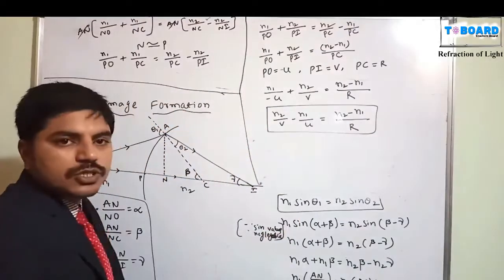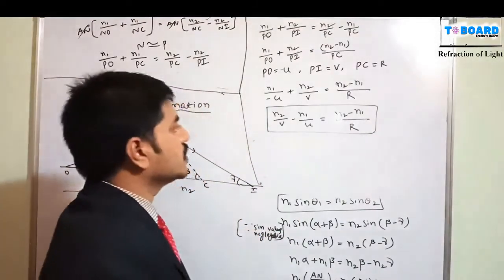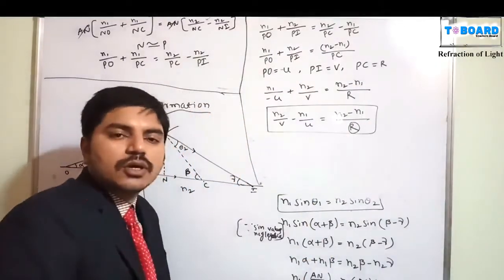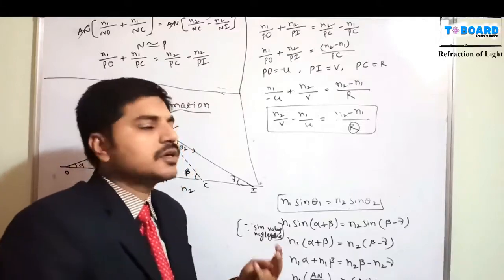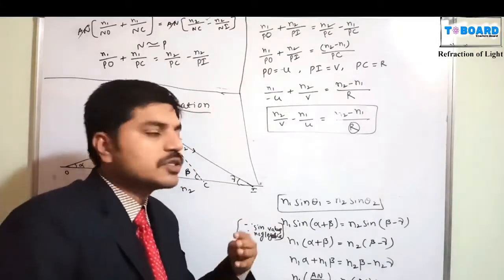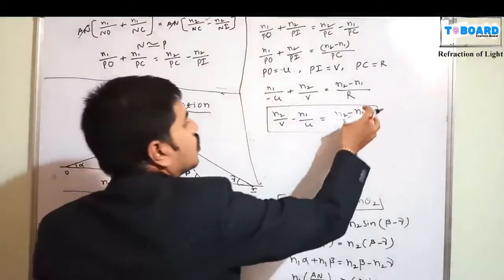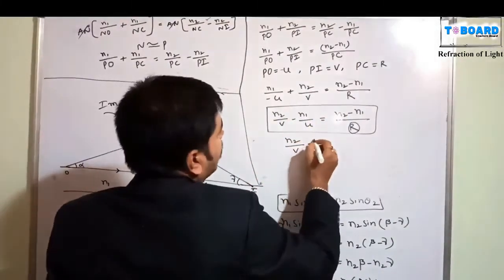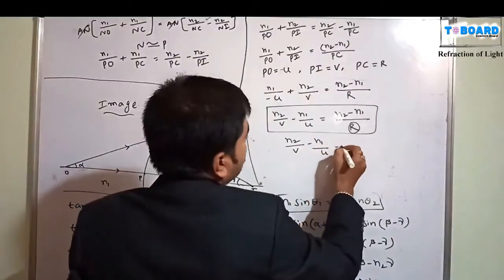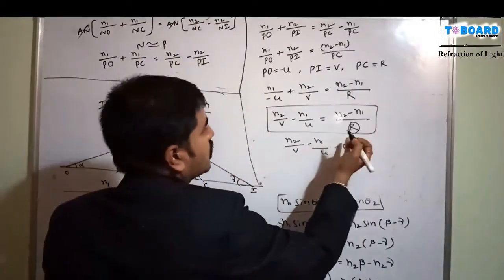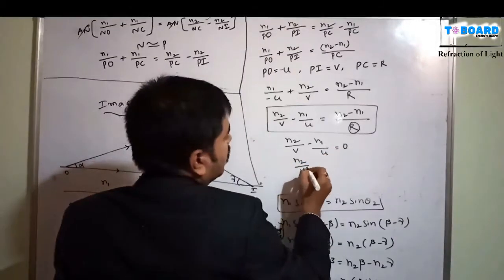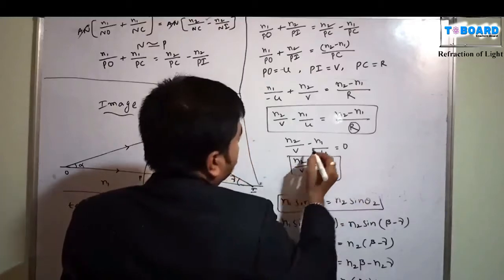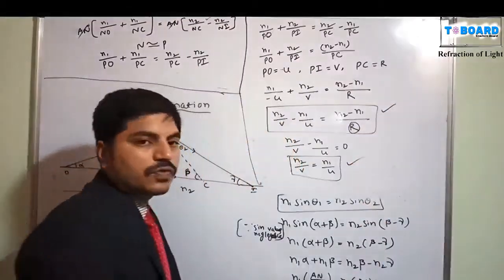In this situation, there is one small condition. Sometimes the radius of curvature becomes 0, because there is no curvature. If R becomes 0, you should not take it as an R value; the whole right side becomes 0. So N2 by V minus N1 by U is 0, which gives N2 by V equals N1 by U. So this is one more formula.